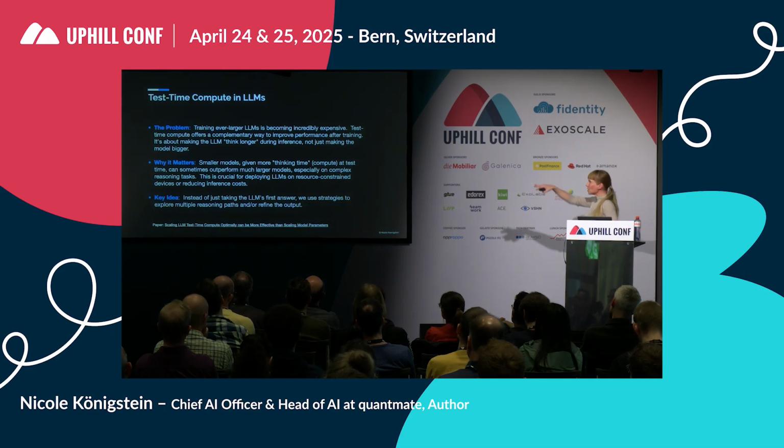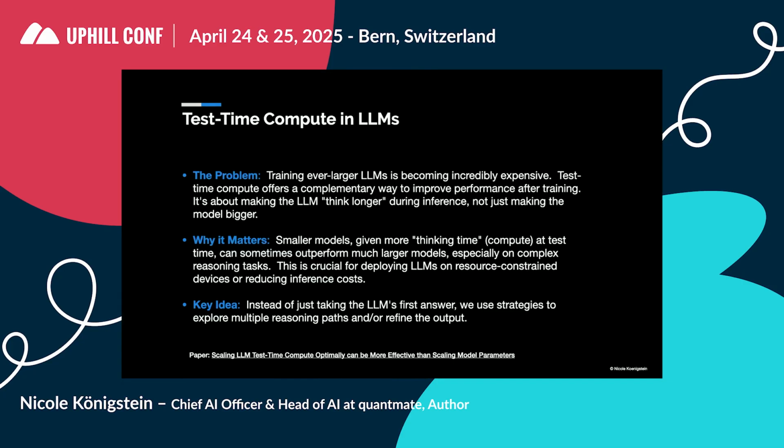So yeah, I mentioned this already. We did go for extremely big models, but that doesn't help all the time. So we give the smaller models more time to think, more computing time during inference and test time, and this can sometimes, or most oftentimes, outperform the larger ones.